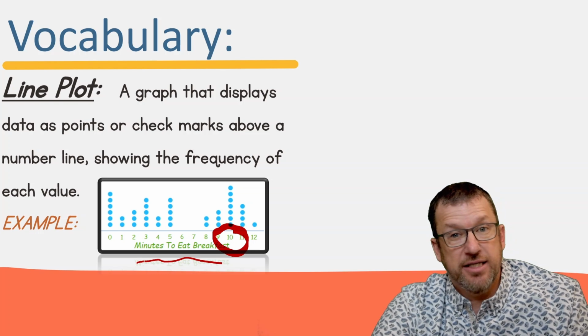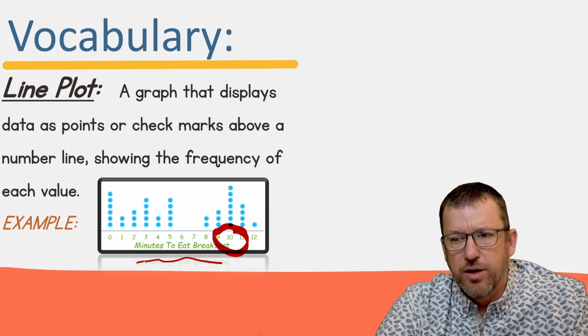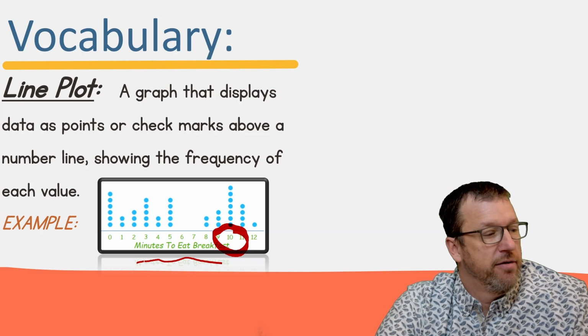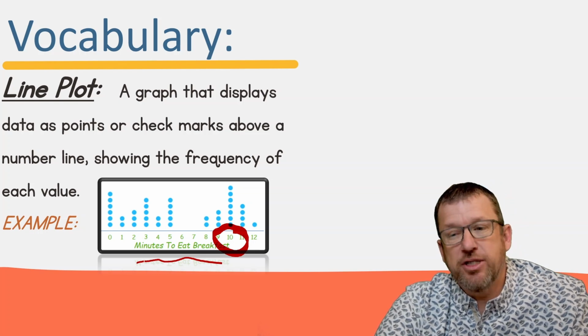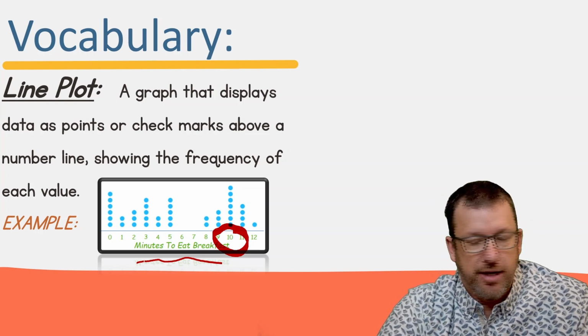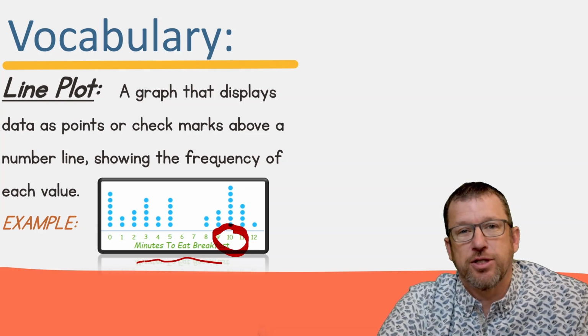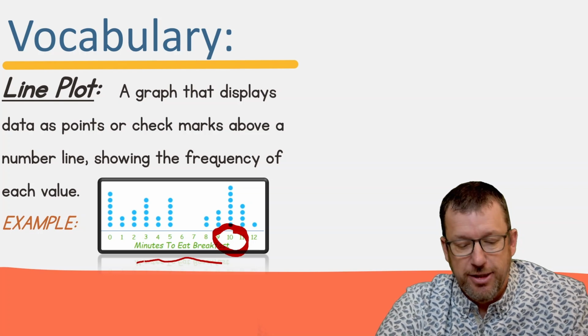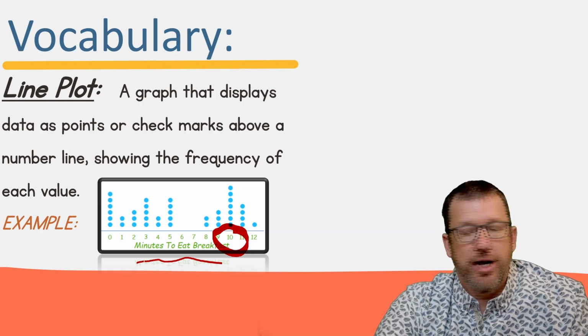How many kids said 6 minutes? None. How many kids said 0 minutes? 1, 2, 3, 4, 5, 6. Does that mean they just eat so fast that it doesn't even count as a minute? It could be someone who eats just a tiny bar, and it takes less than a minute, so they chose 0. But it could also mean those 6 people said, I don't eat breakfast, so 0 minutes. All right, so line plot is just a way of showing frequency on a graph.